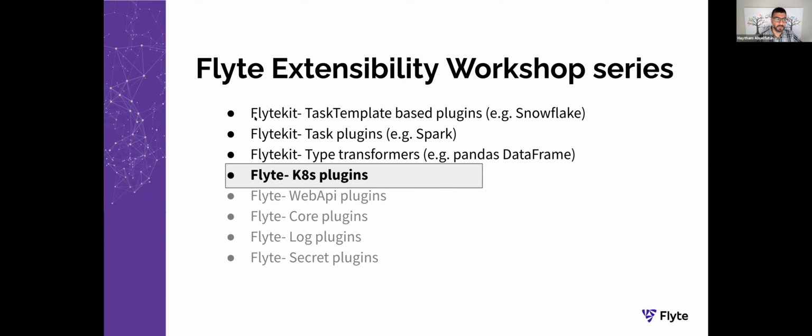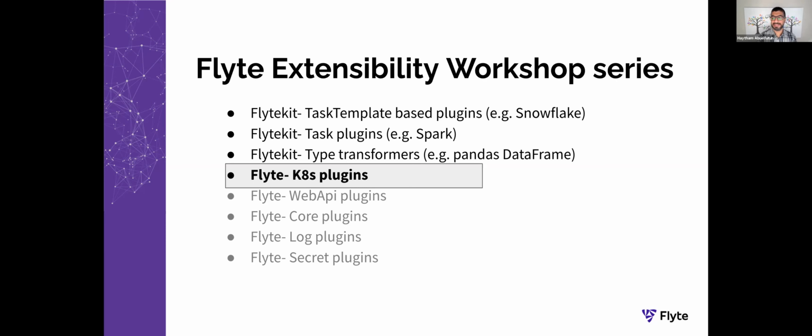You can hopefully go back in history and watch these. I think they're also posted in our docs. The first was the task template based plugins, and we give an example of Snowflake. These are plugins you can write completely in Flyte. You can customize what container gets run when we encounter one of these tasks in a workflow.